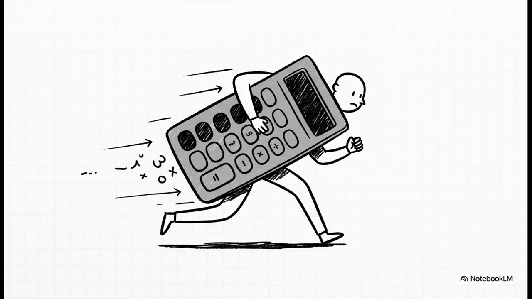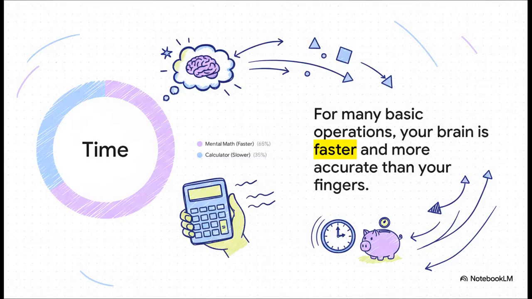Now for a very modern problem. You know your calculator. It's supposed to be your best friend on this test, but sometimes it can be a real crutch. Relying on it for simple stuff can actually slow you down and, believe it or not, open you up to more errors. And look, the numbers here don't lie. For a lot of basic calculations, your brain is way faster and more accurate than your fingers typing into a calculator. I mean, think about it.